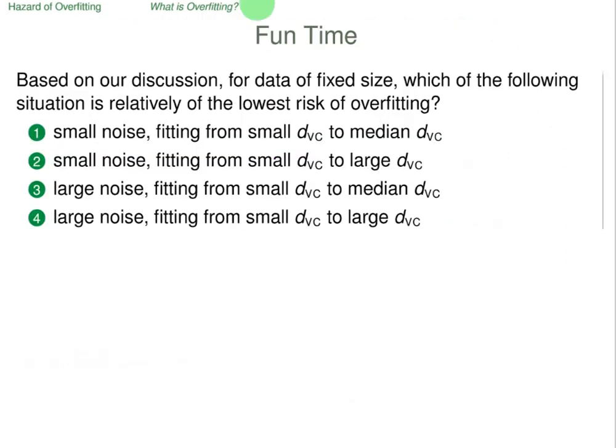But before, let's take a look at this fun time quiz. Based on the previous discussion, for data of fixed size, which of the following situations is of relatively lowest risk of overfitting? Think about it. First, small noise, fitting from small VC dimension to median VC dimension. Second, small noise, fitting from small VC to large. Third, large noise, fitting from small to median. Fourth, large noise, fitting from small to large VC. Which one of them is correct? Take your time and think about it.